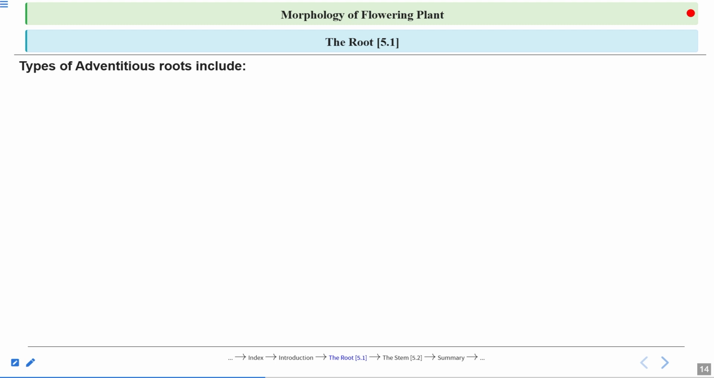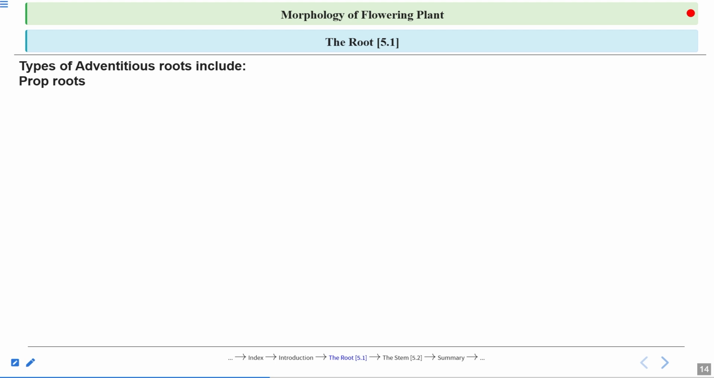But their branches are weak. Then what can they do? They can form some adventitious roots. These adventitious roots not only provide support, they get attached to some support. Sometimes they get attached to the walls and help the plants to climb upwards, right? Prop roots. One of the adventitious roots is the prop root.